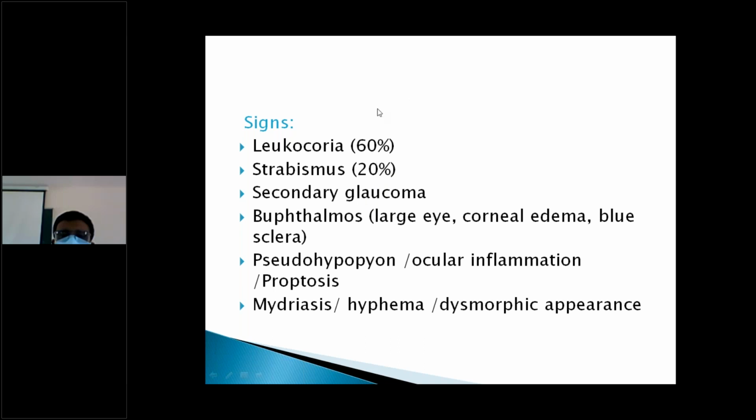80% of the cases present with leukocoria or strabismus. The remaining cases present as secondary glaucoma. Why secondary glaucoma? The tumor itself can push on the iris-lens diaphragm, causing secondary angle closure glaucoma. Tumor cells can invade the anterior chamber and block the trabecular meshwork, causing secondary open angle glaucoma. These are the various presentations of secondary glaucoma in retinoblastoma.